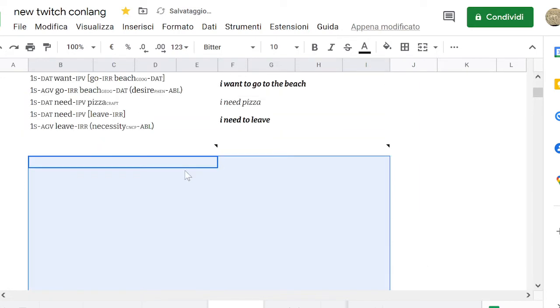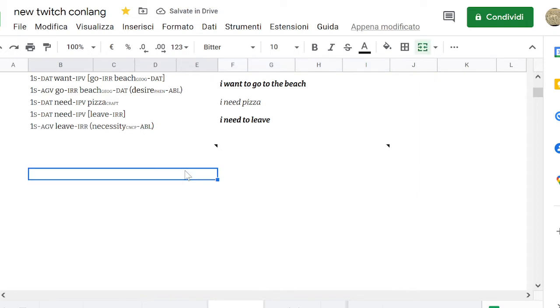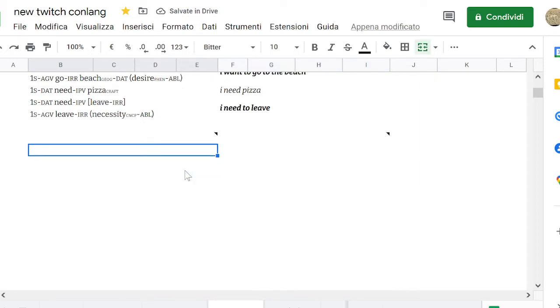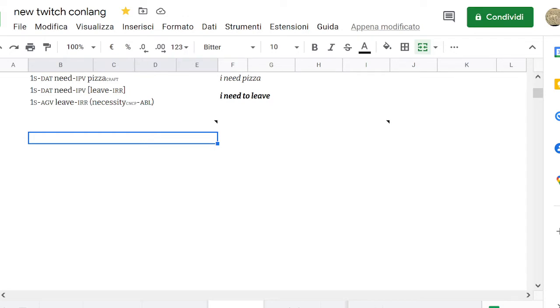All right. So we're going to talk about coordination. We talked about subordination last time. So coordination, there are kind of three basic types of coordination that I want to talk about, and those are conjunctive.